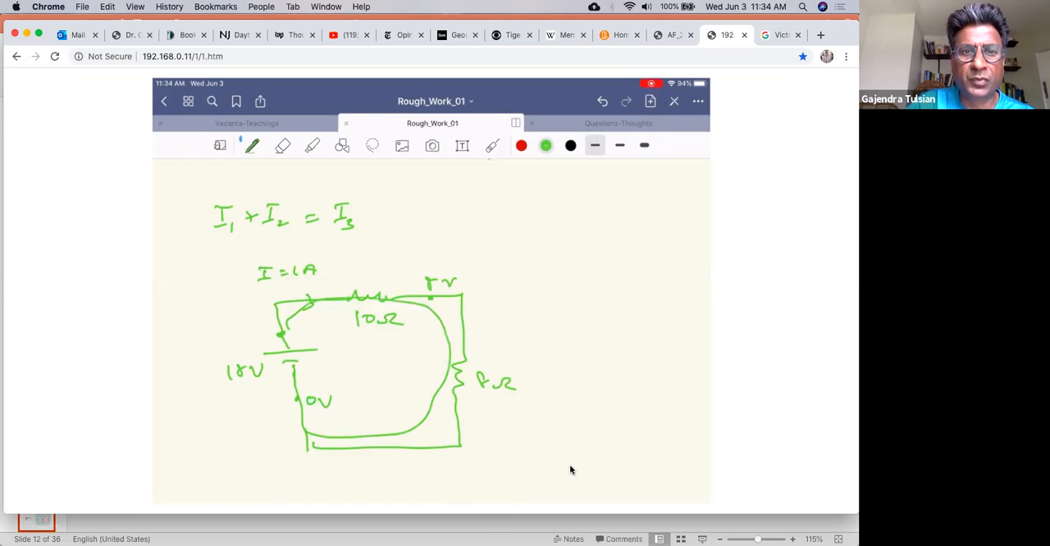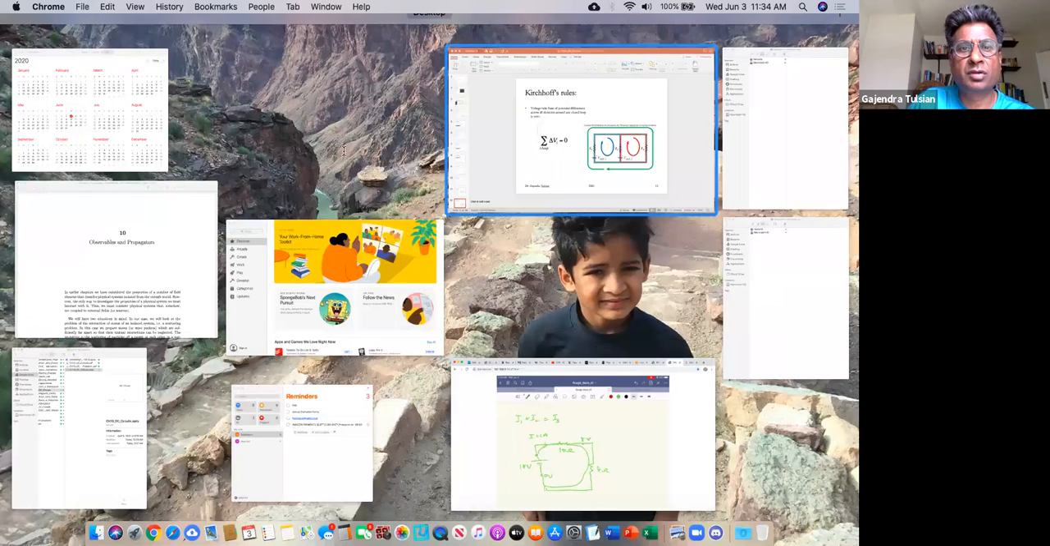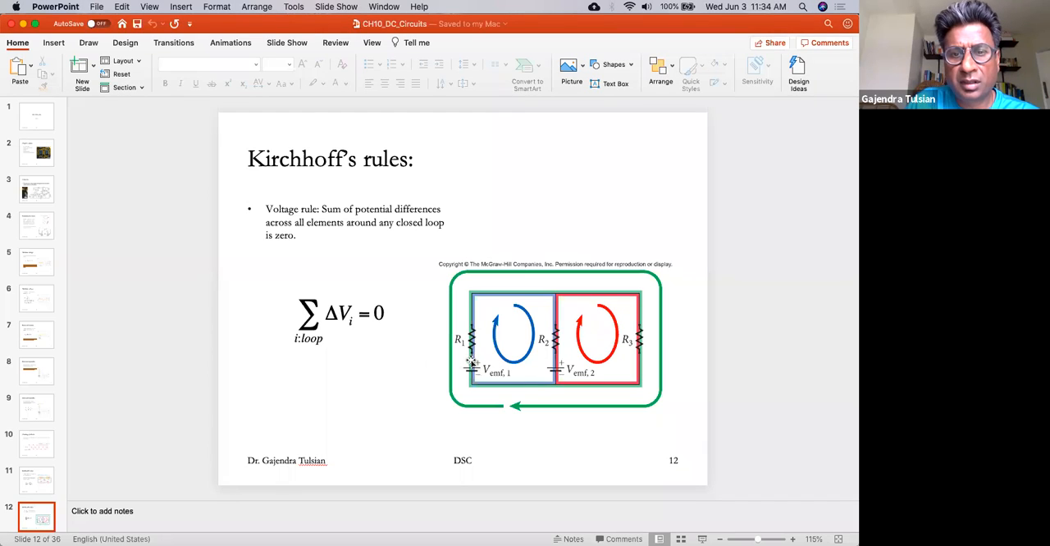Okay, what Kirchhoff's rule says is the change in voltage across all elements. So that's what that term is, change in voltage when you cross an element. The sum of change in voltage across all elements around a closed loop is 0. Okay, and that makes sense.